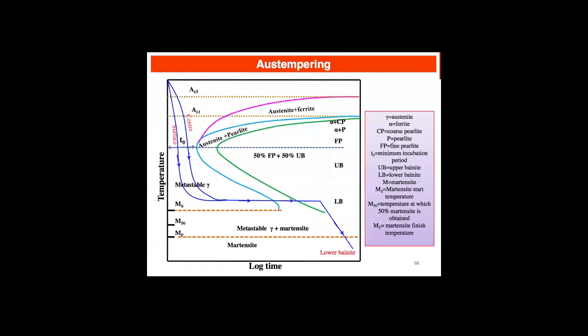The problem is, depending on how flat this curve is near the martensite start, you may have to hold for long times, right? So it only is feasible in alloys that either have a distinct bainite bay, right, or that this curvature is not so great. Okay.